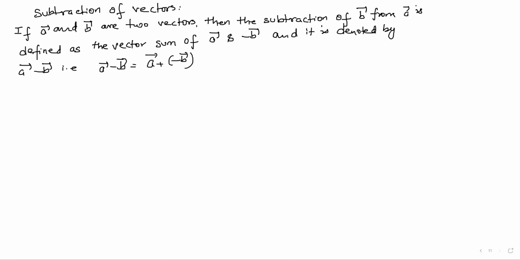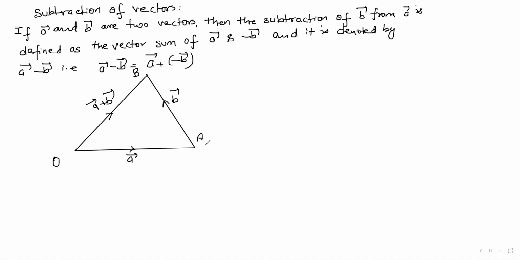So what does this mean? Suppose we have this vector A, we have this vector B, and let this be O. Triangular vector addition: this is A, this is B, and this is A plus B. Now, what is minus B? Minus B means we will take a vector which is opposite to the direction of B. So this is minus B.